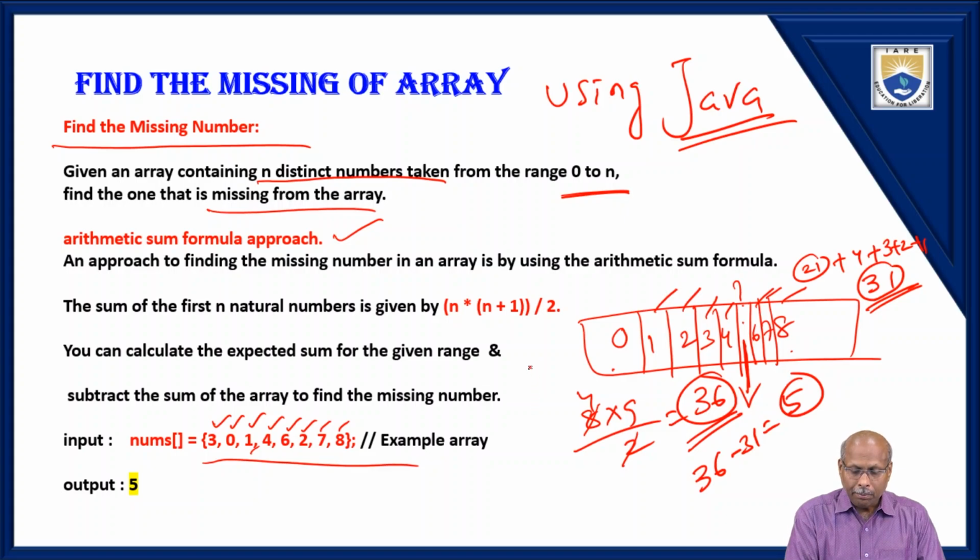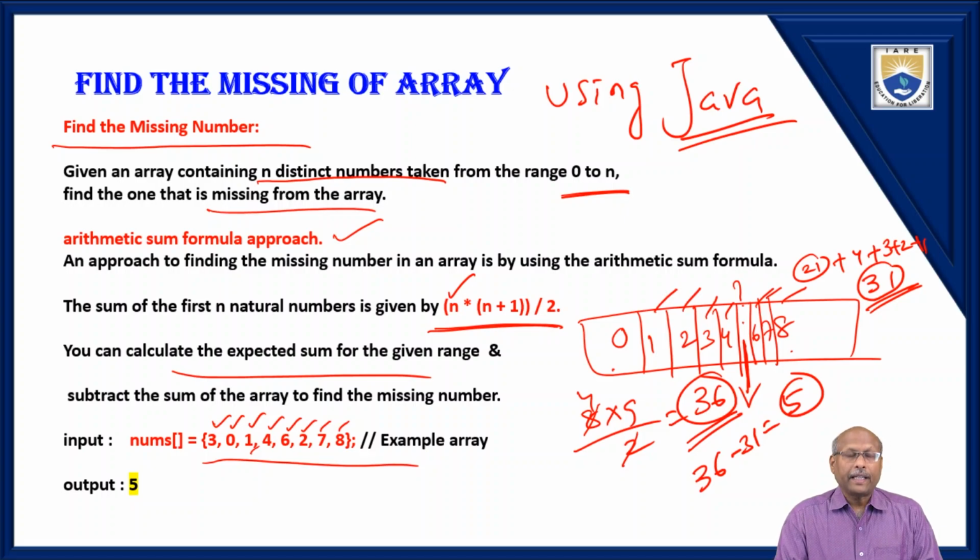So the simple formula is to find the natural sum, the sum of all the natural numbers, by applying the formula n into n plus 1 by 2. First of all, you find how many numbers are there. After knowing the count, find the sum. Then do the real sum, meaning what exactly the numbers are. Because you know that only one number is missing, if you subtract the original sum minus this sum, then automatically you will get the missing number. So, calculate the expected value.